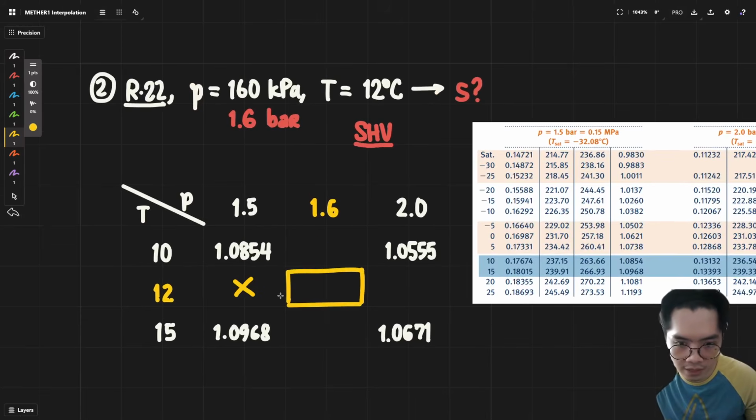or this and this value. There are no brownie points if you fill out all 9 values of the table, okay? You just need to get it as quickly as you can.